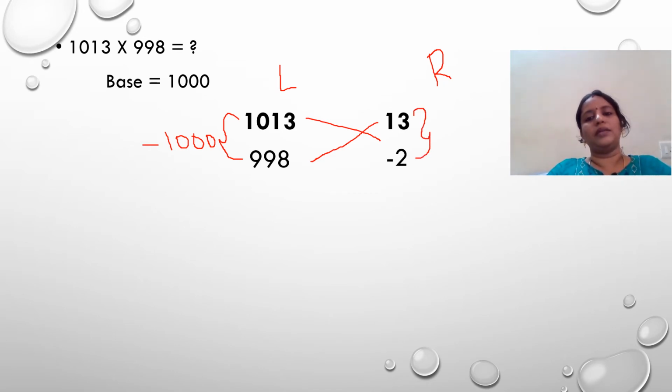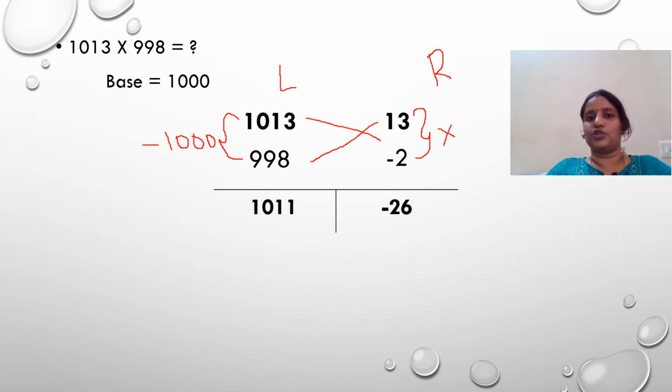I have to multiply the numbers which I have got by subtracting the number by the base. So it becomes minus 26. Again check the number of digits in the RHS. How many digits should be there? They should be 3 digits because the base has 3 zeros. But here the number of digits in the RHS is only 2. So I am going to make it a 3 digit by adding a 0 before it.